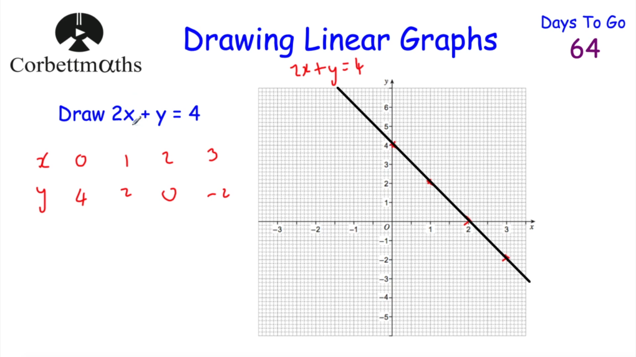If I had this graph, what I could do is make y the subject. So if I had 2x plus y equals 4, I could take away 2x from both sides of the equation. So on the left hand side, we would just be left with y.